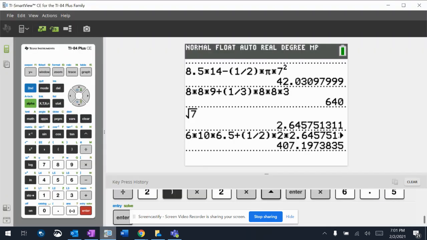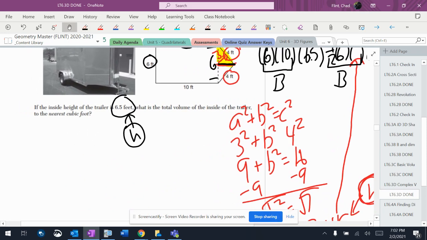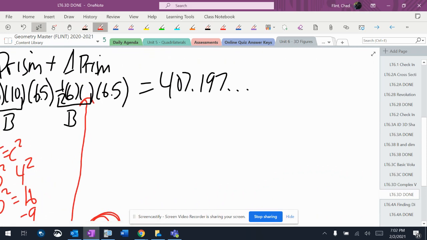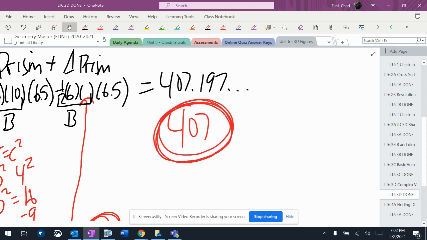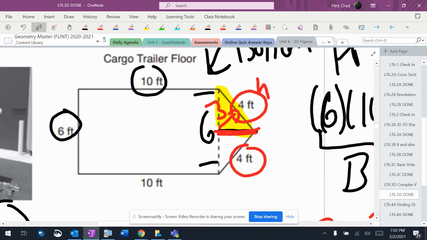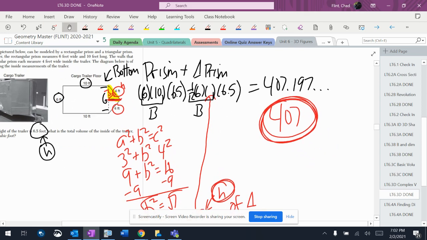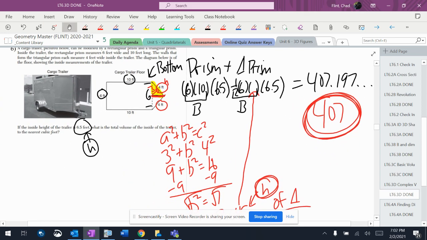Okay, I'm going to make sure I did that right now. Yeah, I did. So 407.197 for my volume. And it says to the nearest cubic foot, which is 407. All right, and I'm going to double check one more thing here. Everything's in feet. I thought it was. I double checked that in my head. I didn't say it out loud. But I get 407 cubic feet of volume inside of that trailer.